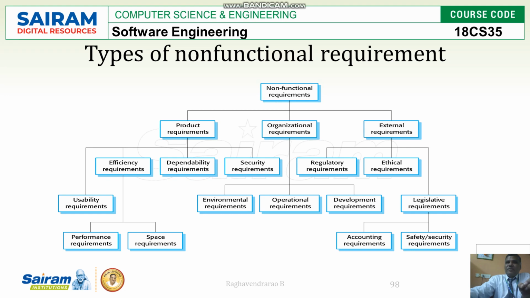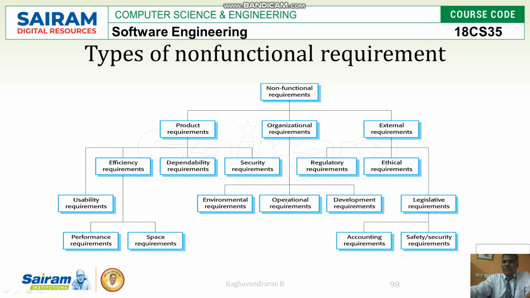Then efficiency requirements again have two parts: performance requirements and space requirements. It should work properly and produce the answers within the time. Then space requirements: where the data is going to be stored, the system should not hang, and space should not be less. Like that, those things are considered in the efficiency requirements.